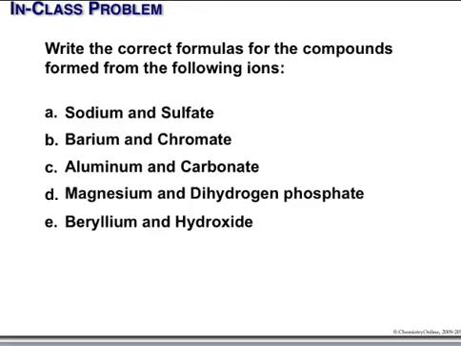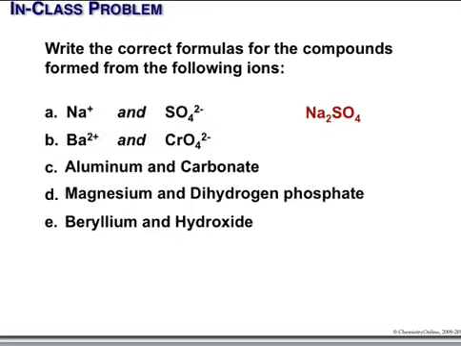Sodium is +1. Sulfate is -2. We need 2 sodiums. Barium is +2. Chromate is -1. Oops. Guess it's -2. Sorry. Told you it's not one we use often. Therefore, this is simply BaCrO4.